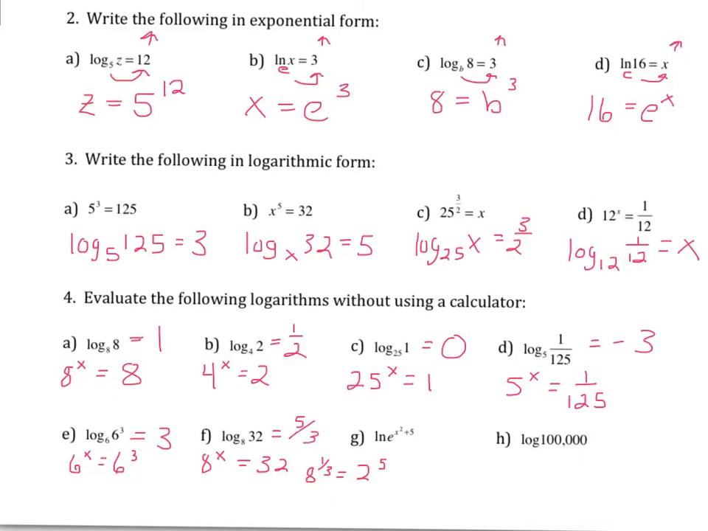For g, whenever you have a natural log and an e right next to each other, they would cancel out. So this would just equal x squared plus 5. And for h, if you don't see a base, it really has a base of 10. So 10 to the what power would equal 100,000? And since it's 5 zeros, it would be to the 5th power.